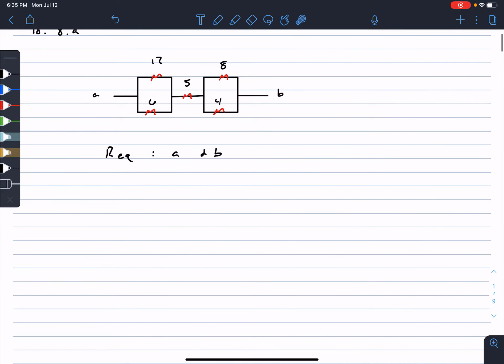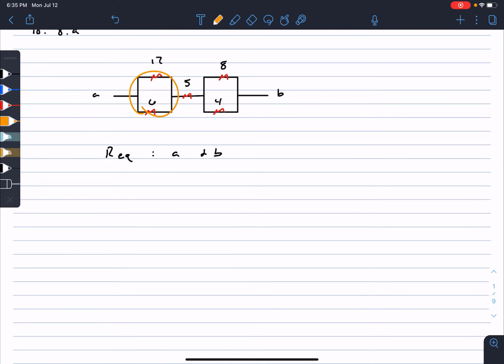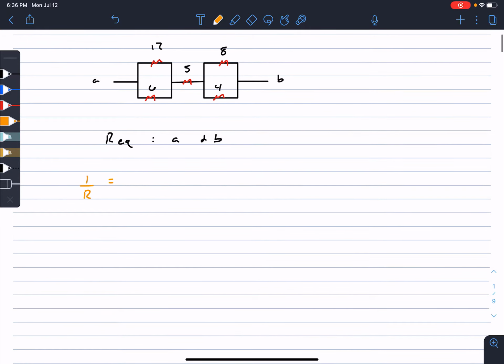So what we need to do first is, if we look at this here, consider this one and this one as resistors in series. But in order to do that, we need to sum up the resistors in these loops first. So 1 over R, this will be our equivalent for this one. We'll call this loop 1, right? This is 1, this is 2 in the series, and this is 3.